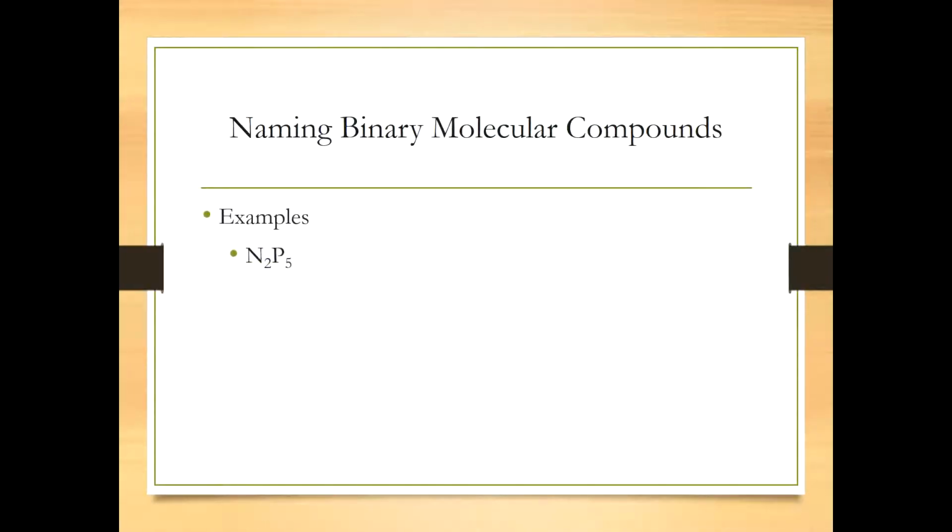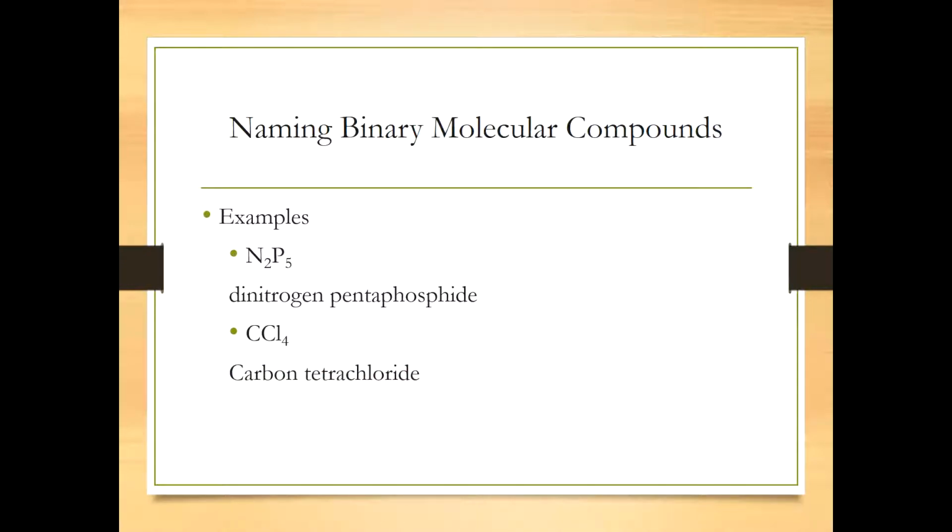So here are the examples I showed you on that first slide. If we were naming this, we see that there are 2 nitrogens, so that's dinitrogen, and there are 5 phosphorus. So we use the prefix penta, and remember we changed the ending of phosphorus to IDE. So it's dinitrogen pentaphosphide.